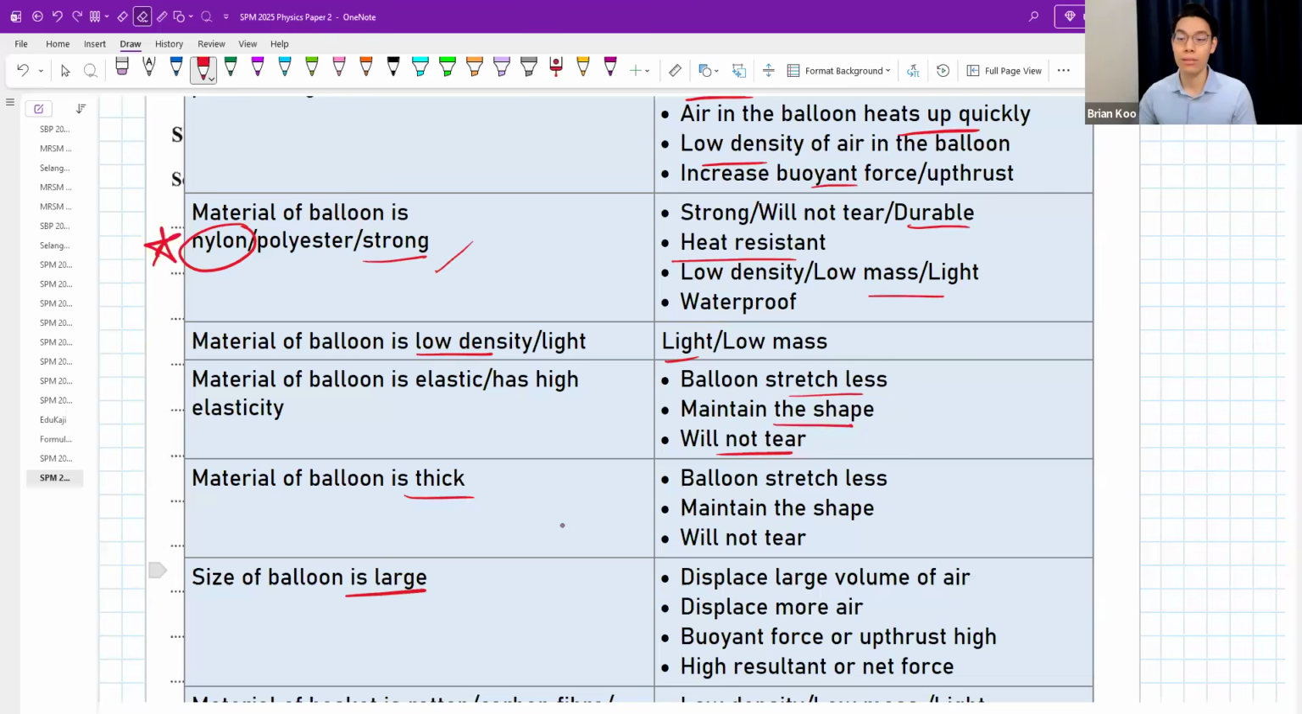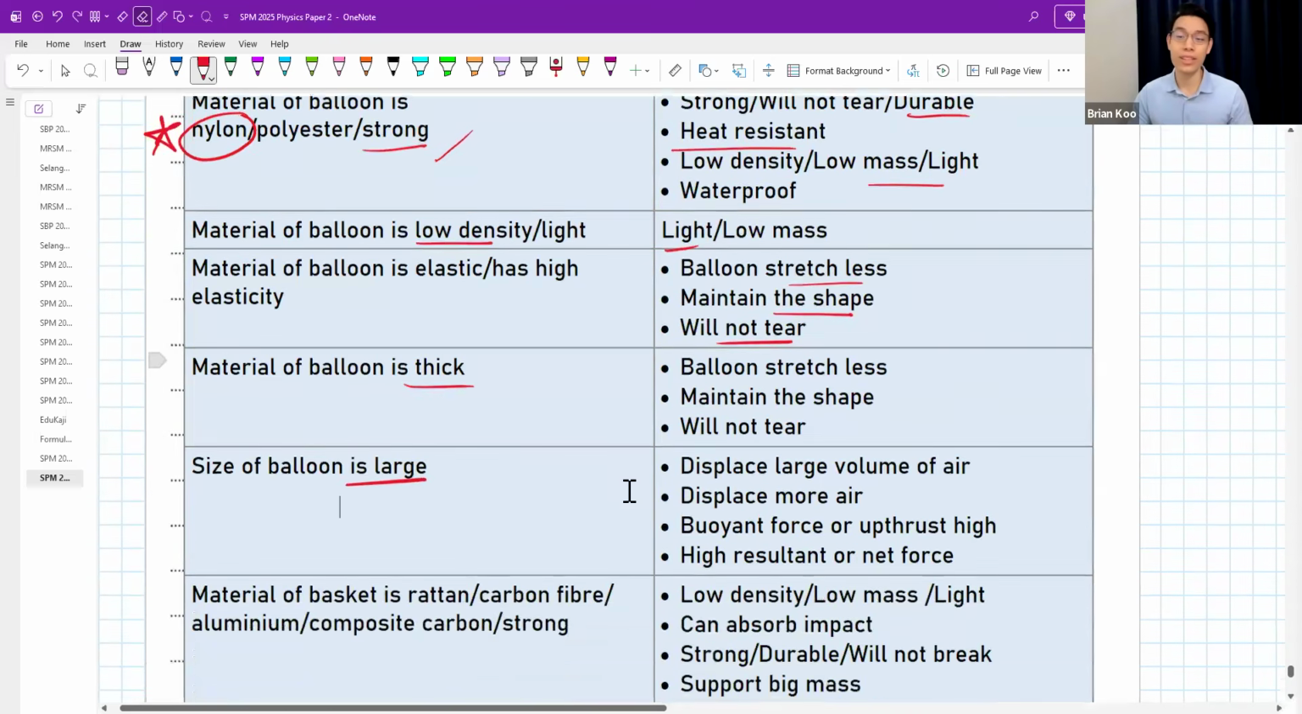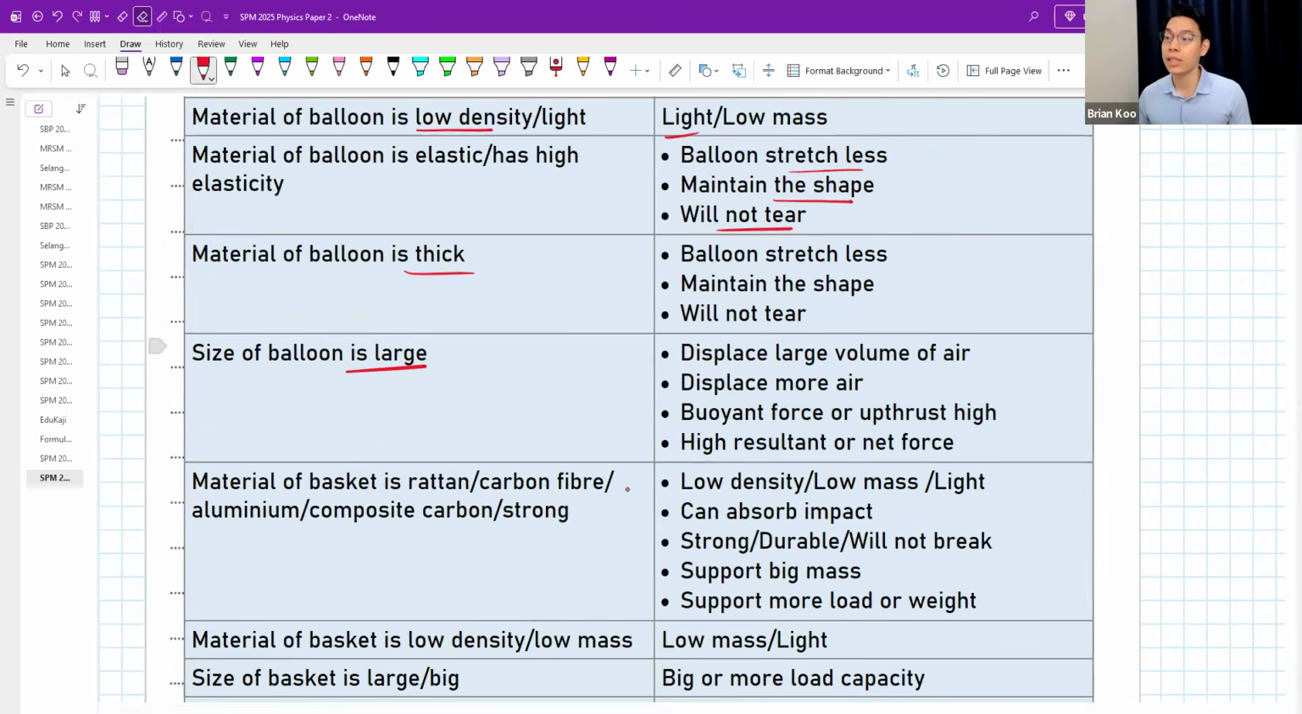Size of balloon, big size. See, got so many things to say about the balloon. Can displace a lot of air, displace more air, more buoyant force, produce more resultant force upwards.